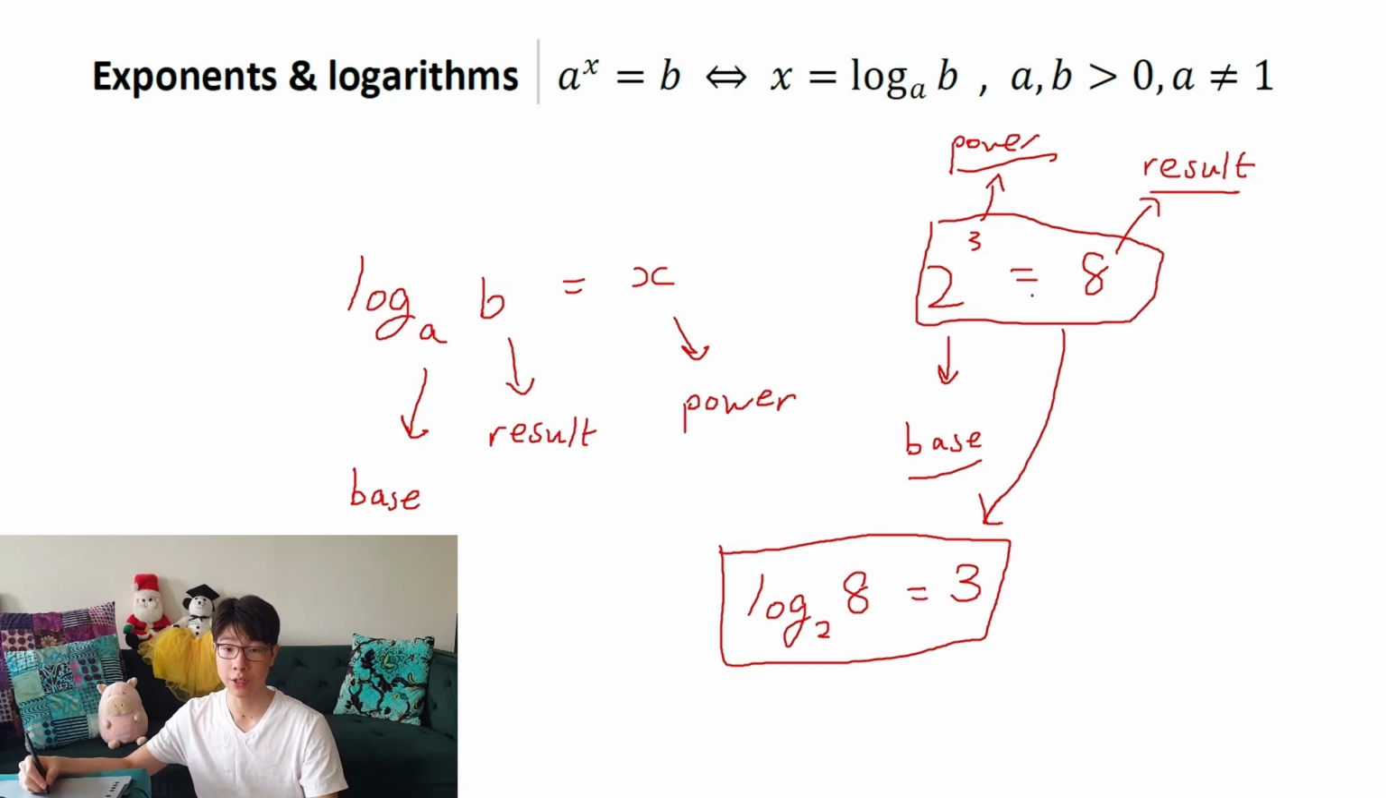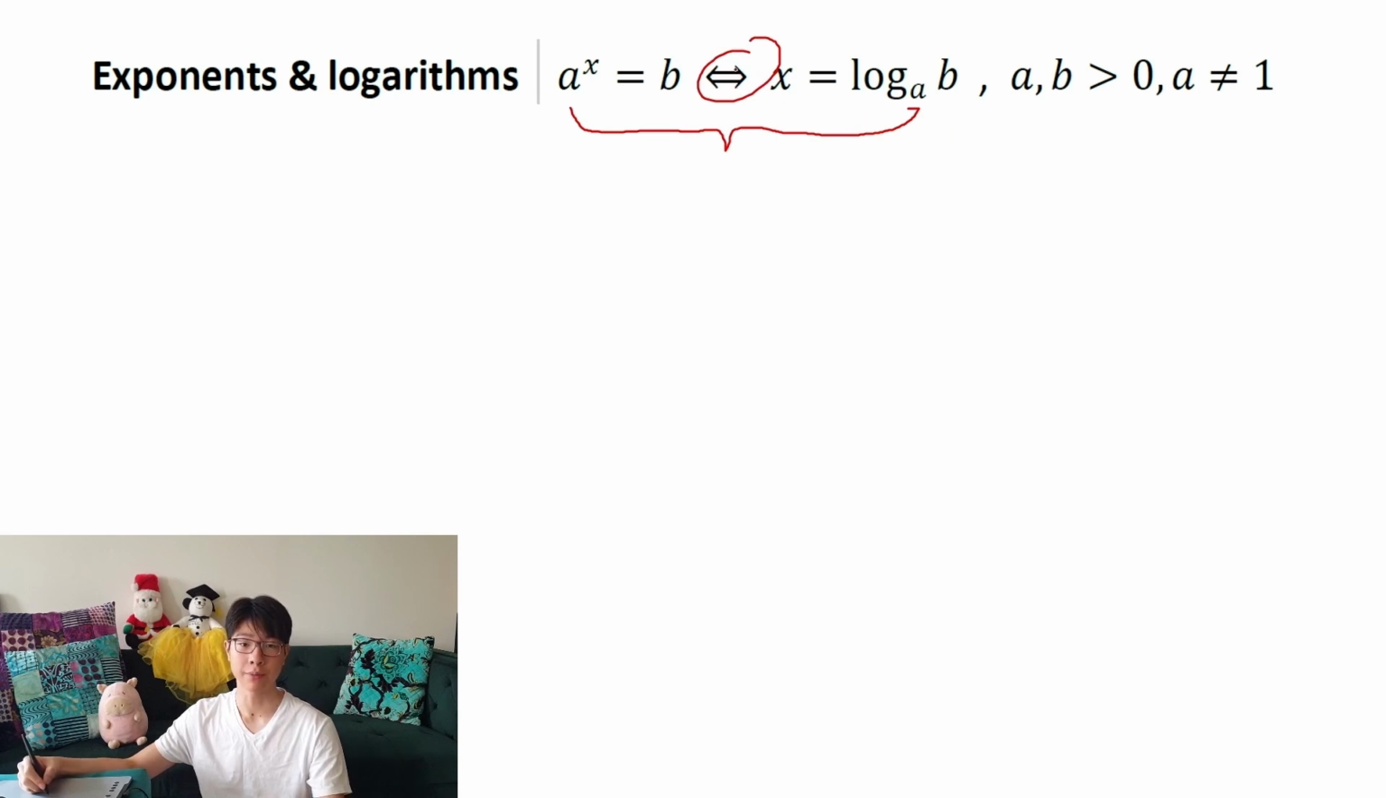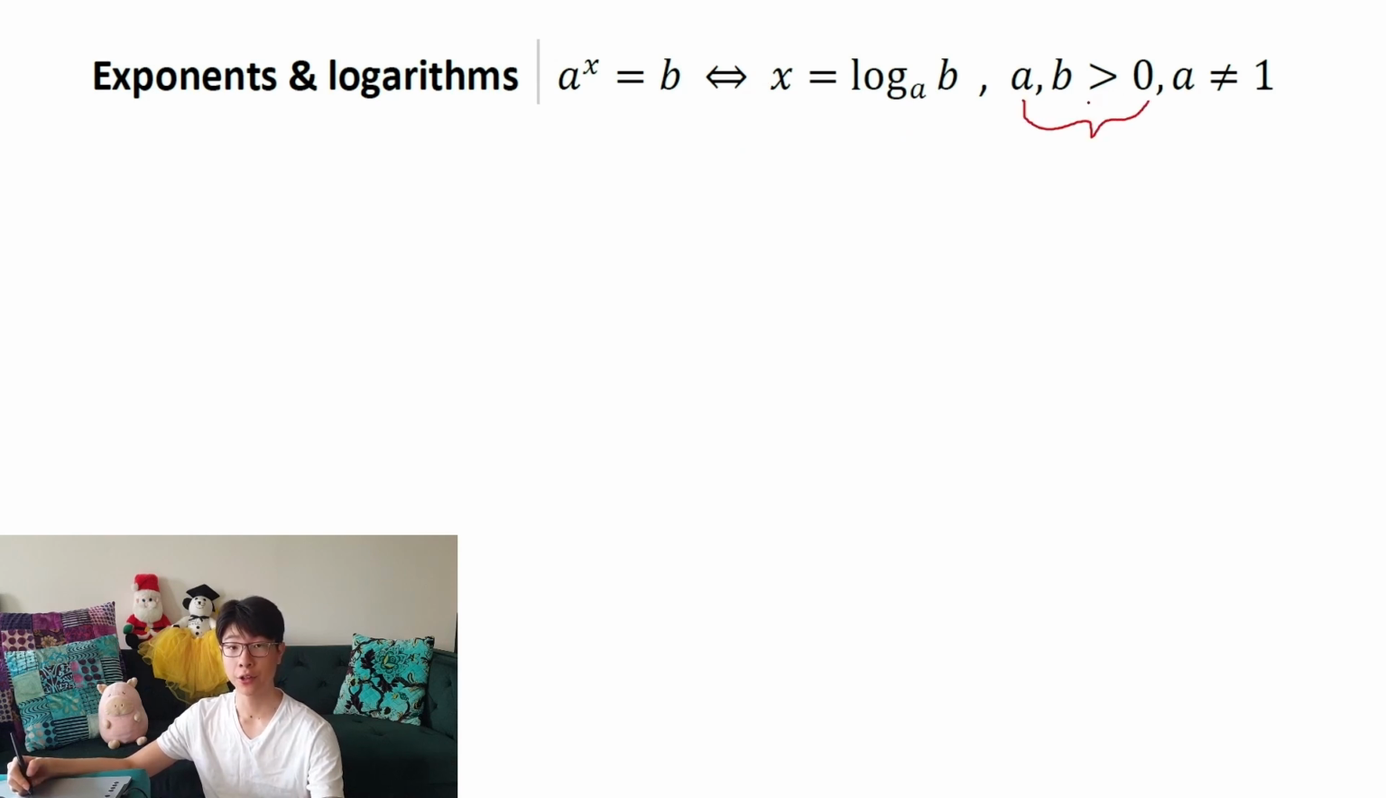Now what you need to pay attention to here is that the equations do not actually equal each other, because this one up here equals 8 and this one equals 3. But log base 2 of 8 equals 3 is just a different way of expressing this base, power and result relationship. And what I just wrote down earlier is basically this right here, which will be in your formula booklet as well. As you can see, this does not mean equal, it just means two different ways of expressing the same relationship.